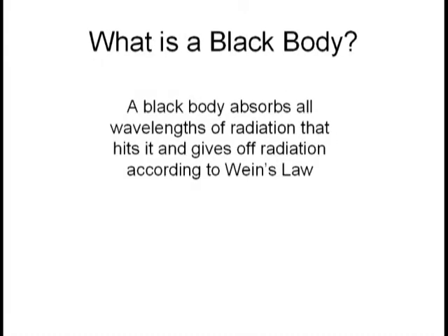So what is a black body? I know that black shirts absorb sunlight. If I go outside on a summer day, I'm going to get warmer than if I'm wearing a white shirt. And that's kind of what leads us into this black body. It is an imaginary object that absorbs all of the wavelengths of radiation that shine on it, like a black shirt absorbs heat and light and other radiation, and it gives off radiation according to Wien's law.